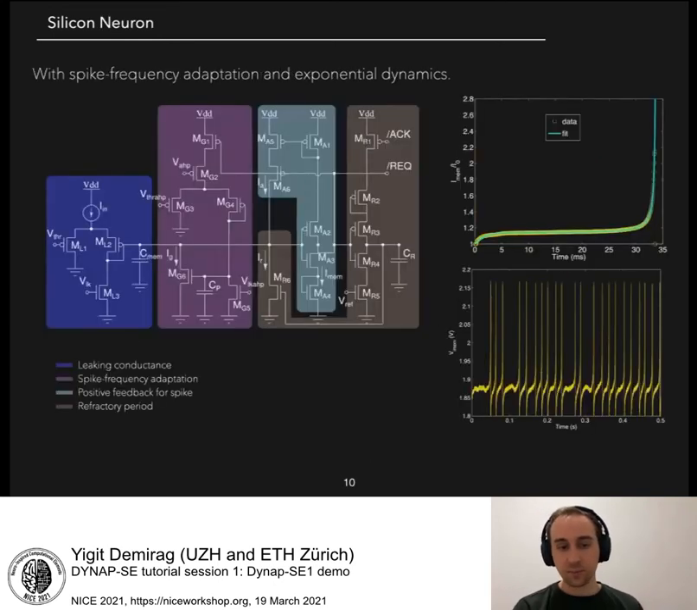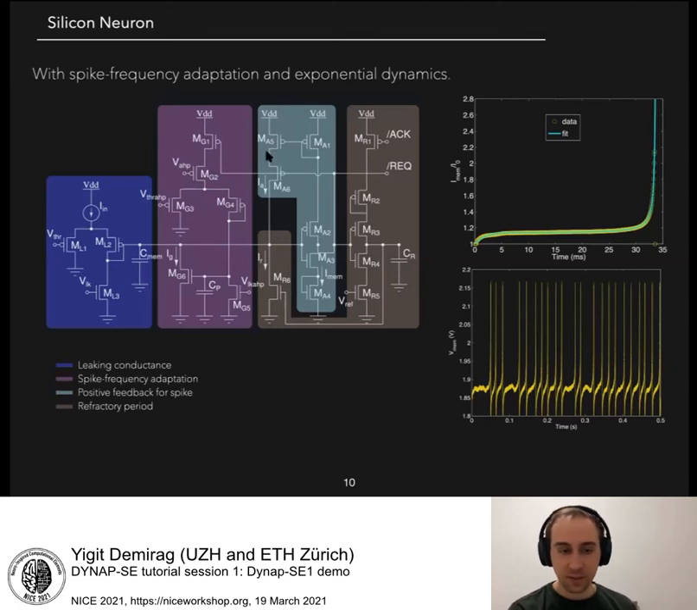So this is the last schematic that I'm going to show. It's a schematic of a neuron that implements adaptive exponential integrate-and-fire circuitry in DYNAP-se. It essentially has 4 different functional blocks. The blue block here implements the neuron's leak conductance. The purple block implements an additional low-pass filter that integrates output spikes to later use as a feedback current, which is responsible for spike frequency adaptation.